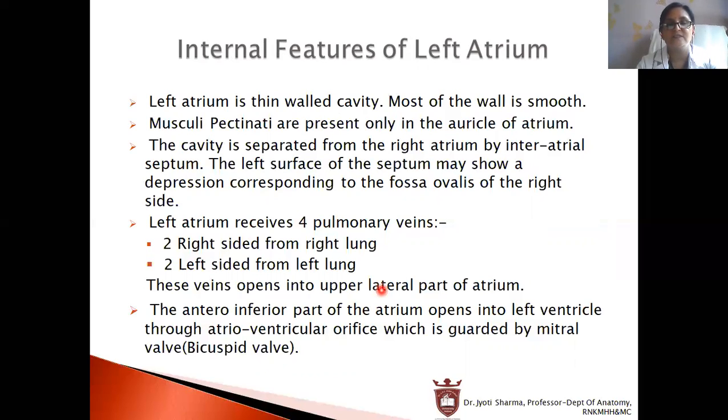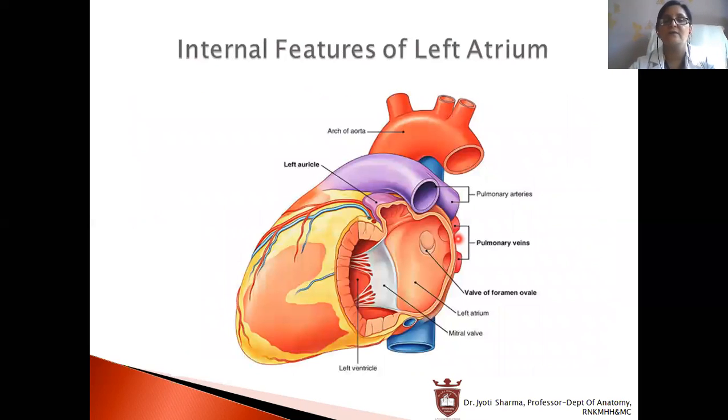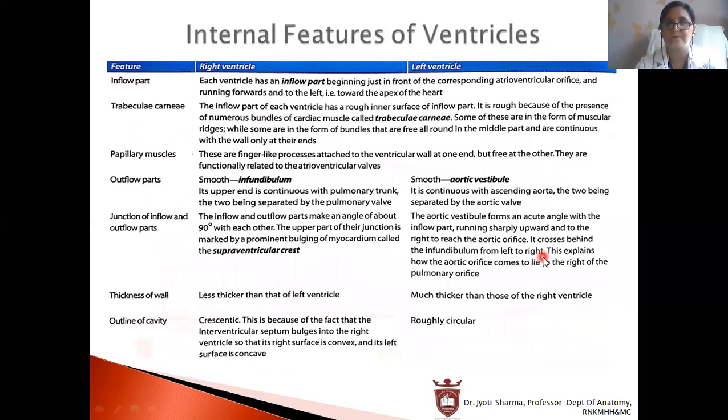The left atrium receives 4 pulmonary veins, 2 right-sided from the right lung and 2 left-sided from the left lung, and these veins open into the upper lateral part of atrium. The antero-inferior part of atrium opens into left ventricle through atrioventricular orifice, which is guarded by mitral valve or the bicuspid valve. Here we can see the internal features of the left atrium. These are the openings of the pulmonary veins. This is the atrioventricular orifice, which is guarded by a bicuspid valve or the mitral valve.